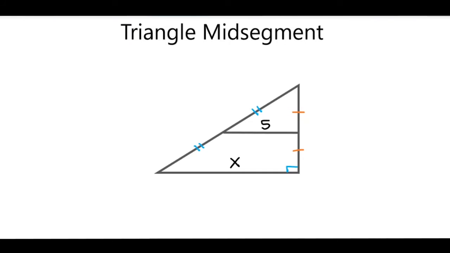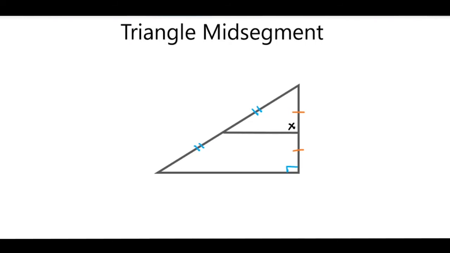How about this one? If I already know that the midsegment is 5, how can I find the length of the base? Well, since I know that the midsegment is 5, that means that X is going to be twice as long as 5, so that's 2 times 5, so that means that X is 10.